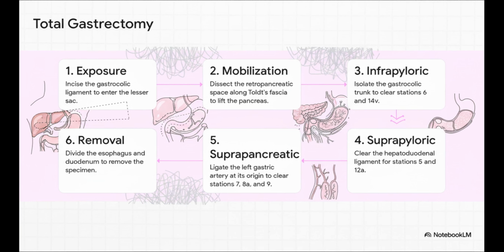We start with broad exposure, then we mobilize the pancreas and spleen by getting into that plane of Told's fascia. From there, we systematically work our way around the pancreas. First, we address the infrapyloric region, then the suprapyloric, and finally the suprapancreatic vessels and nodes. This flow ensures a complete en-bloc lymphadenectomy before the specimen is even divided and removed.